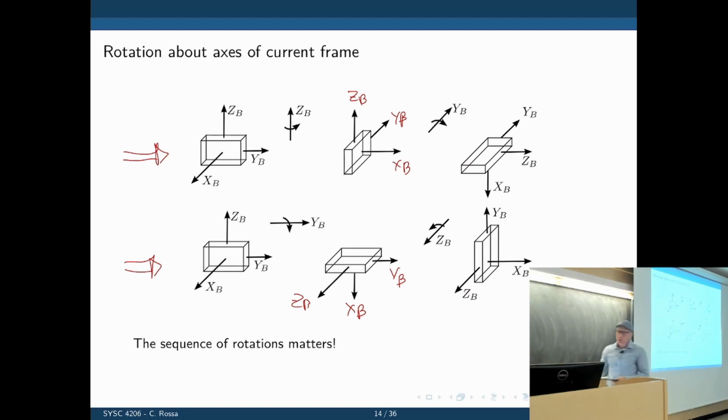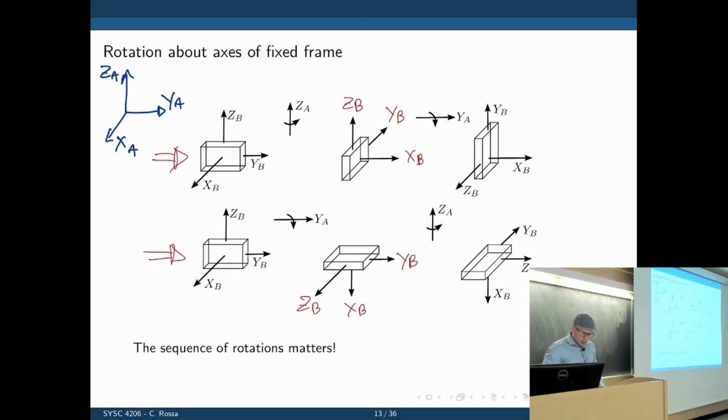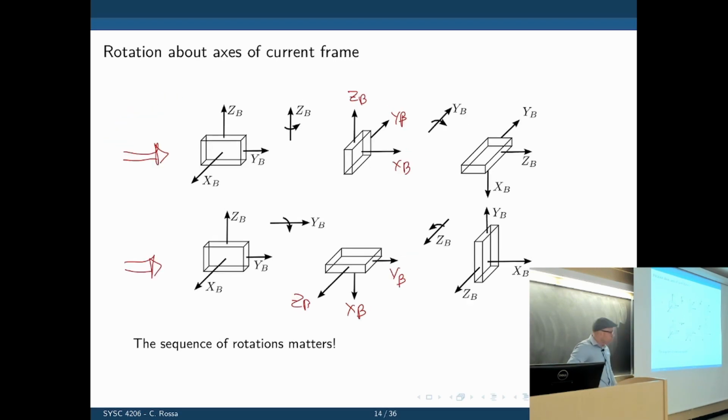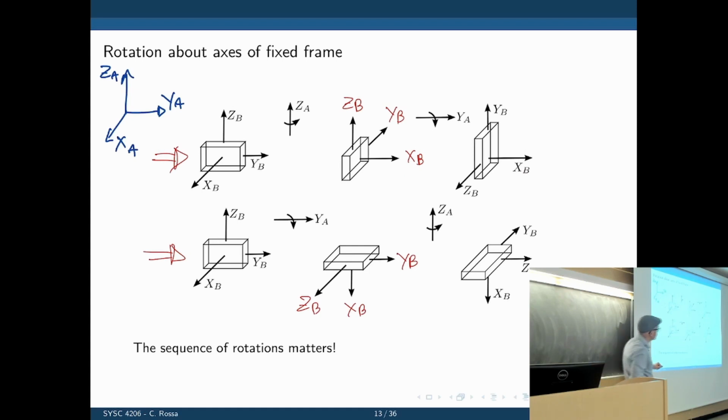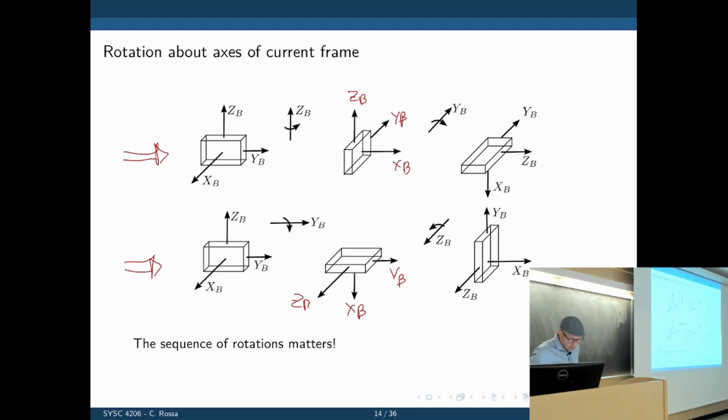So, same observation again. We started from the same point. We did rotations about the same axes, but we did not get to the same point. In none of them did we actually reach the same orientation. Right? Even these ones here, when we rotated about a fixed frame, we did not get to the same point.